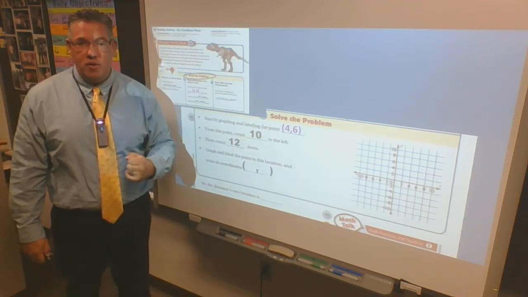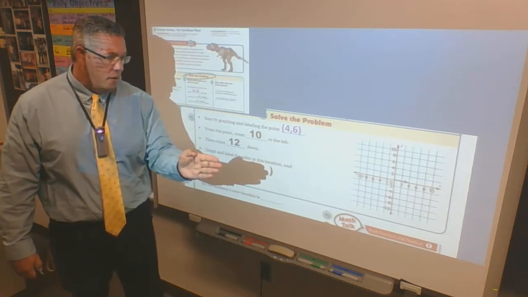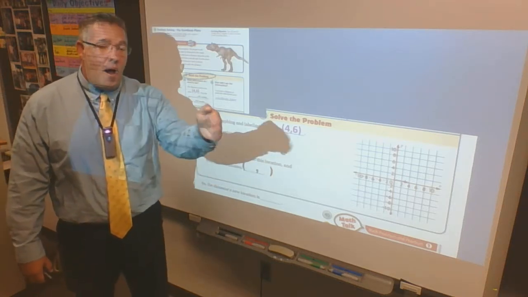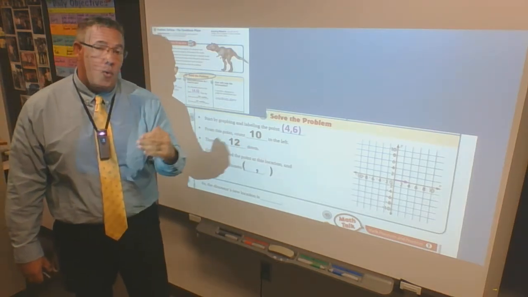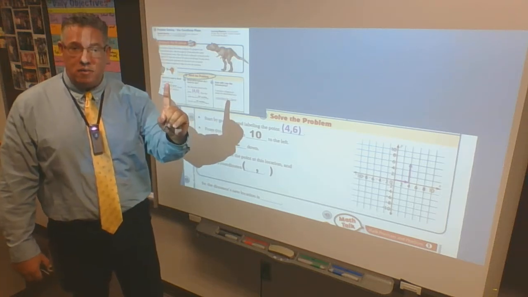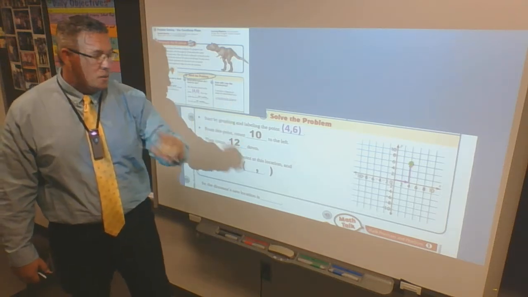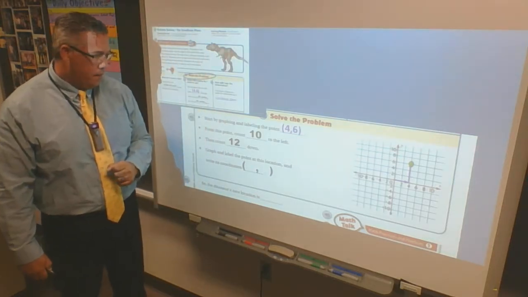I'm going to plot 4, 6, right? So my X is going forward. It's positive. Now, I'm not going to count 4 boxes, am I? Because it's giving me values of 2 for each box. So I'm going to go forward to the 4. And then it says to go up because it's positive. So I'm going to go up to the value of 6. I'm going to put my point. And that's where my green dinosaur is going to begin.